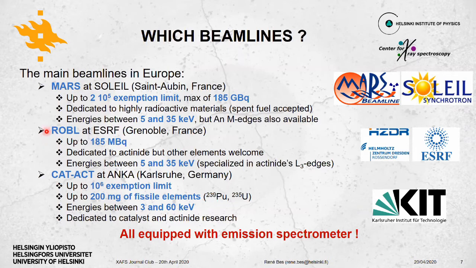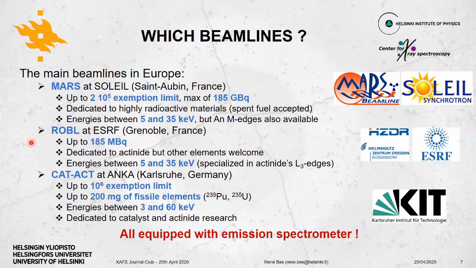The second beamline is a Robel beamline at the ESRF. There you can go to a little bit less of radioactivity, but this beamline has been built to be dedicated to actinide studies, and especially the L3H at the beginning, but now they have an emission spectrometer which allows them to look at the actinide images as well.